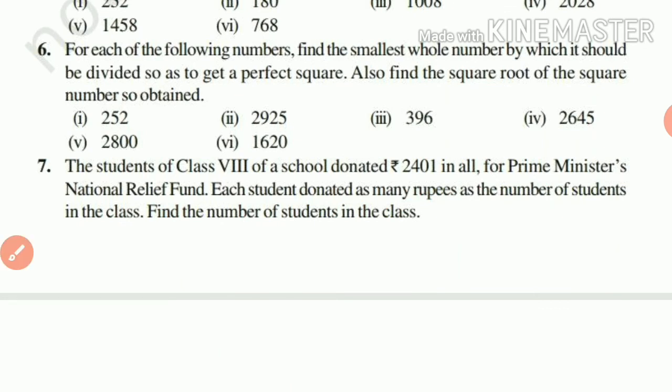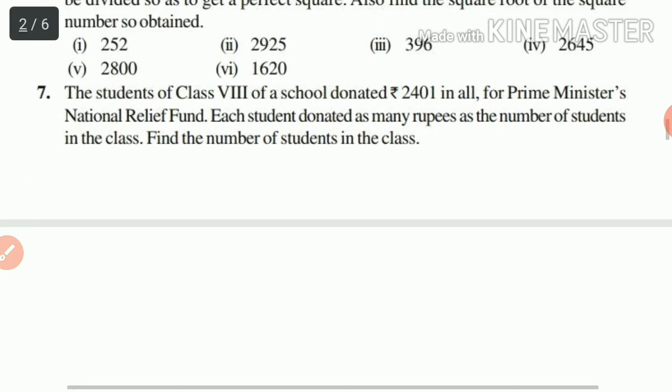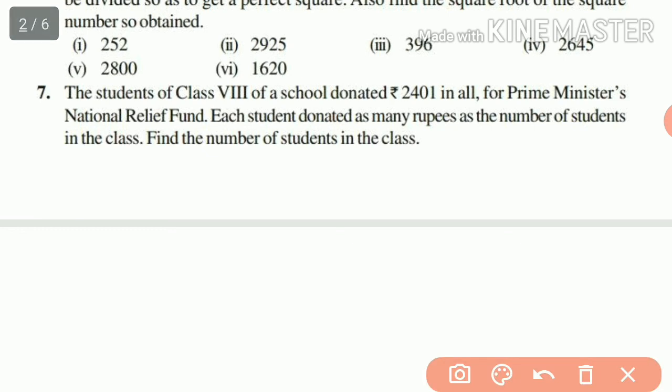Question number 7. The students of class 8 of a school donate rupees 2401 in all for the Prime Minister National Relief Fund. Each student donates as many rupees as the number of students in the class. Find the number of students in the class.